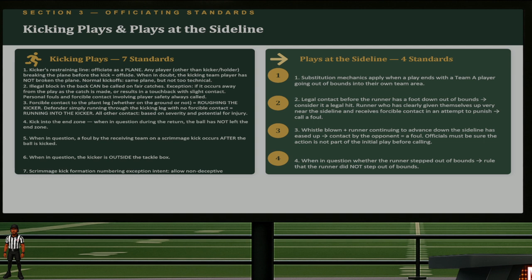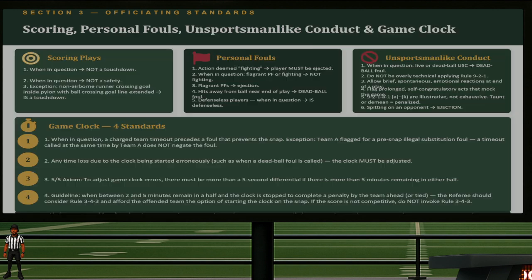Standard 4, when in question as to whether the runner stepped out of bounds, officials should rule the runner did not step out of bounds. Scoring plays. 3 standards. Standard 1, when in question, it is not a touchdown. Standard 2, when in question, it is not a safety. Standard 3, when in question, it is a touchdown when a non-airborne runner crosses the goal inside the pylon, with the ball crossing the goal line extended.